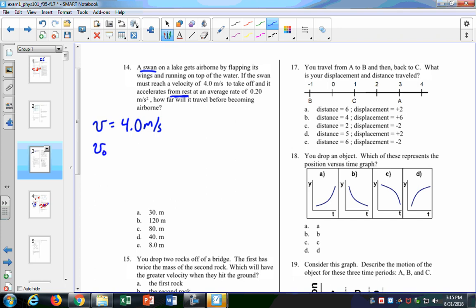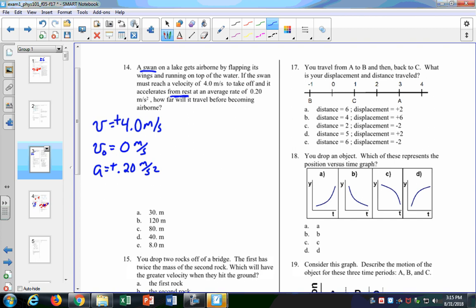It accelerates from rest. So that tells me that V naught is equal to 0 meters per second, at an average rate of 0.2 meters per second squared. So A is equal to 0.20 meters per second squared. Okay, and is it positive or negative? Well, in this case, my velocity is going from 0 to positive 4, and I'm speeding up, so that means my acceleration is also positive. These things might not be explained to you explicitly in the problem, but when you think about the scenario, then you can begin to see it.